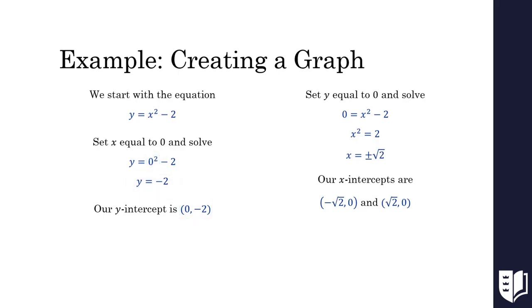Now we want to find our x-intercepts. This time, we replace y with 0 and operate. This gives us x squared equals 2 after moving our 2 to the other side of the equation. Taking the square root gives us x equals plus or minus the square root of 2. This gives us x-intercepts of (negative square root of 2, 0) and (square root of 2, 0).